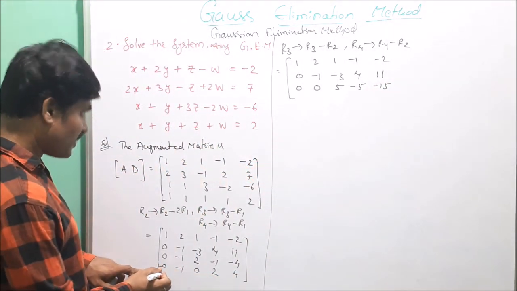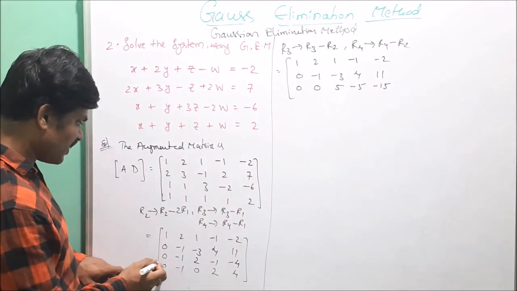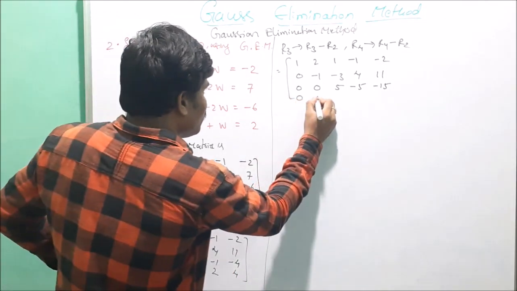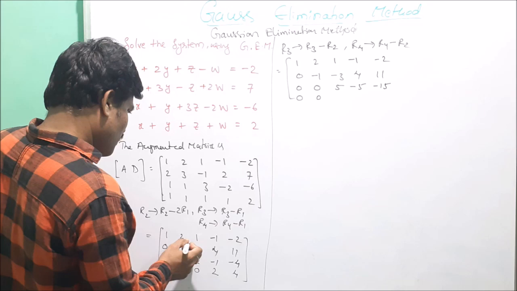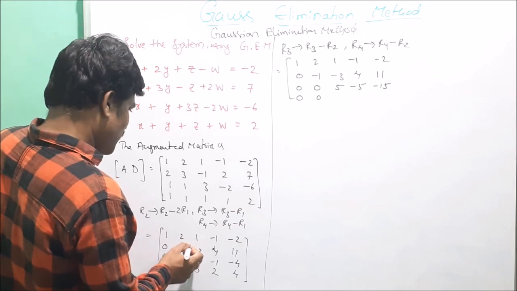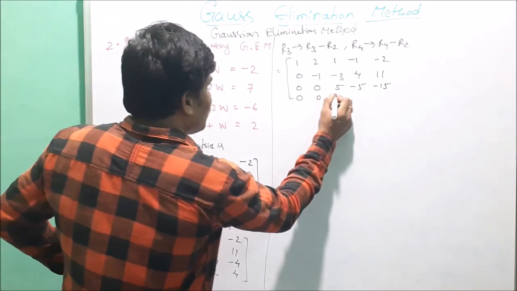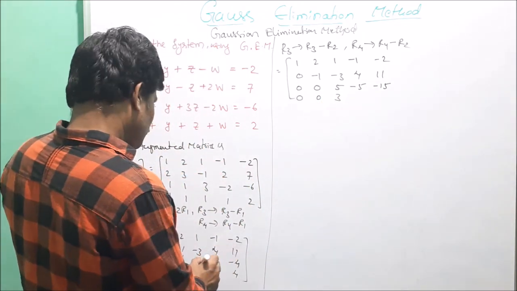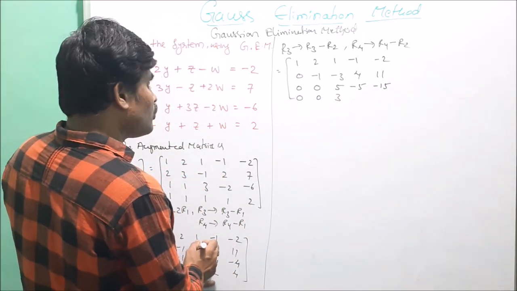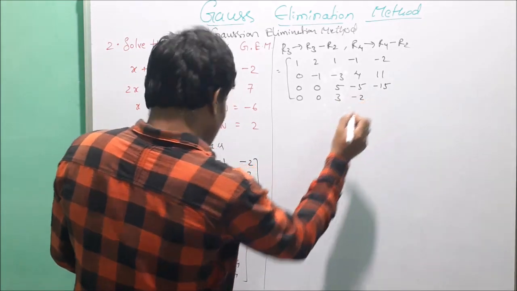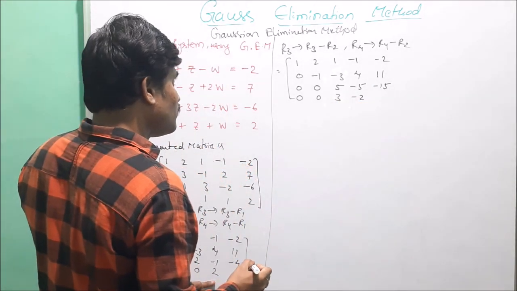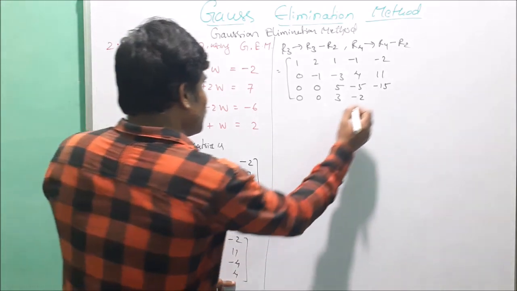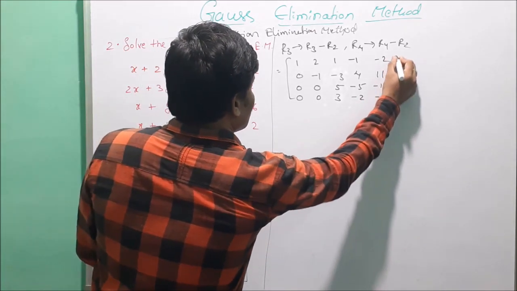Using the fourth row operation, R4 changes to R4 minus R2, 0 minus 0, 0, minus 1 plus 1, 0, 0, minus of minus 3 plus 3, and 2, 2 minus 4, minus 2, and 4 minus 11, minus 7.